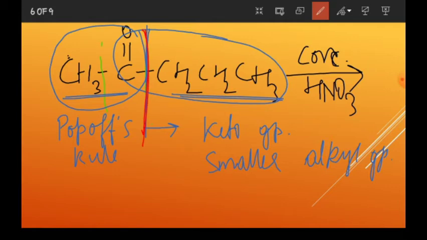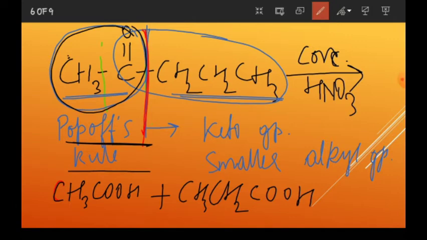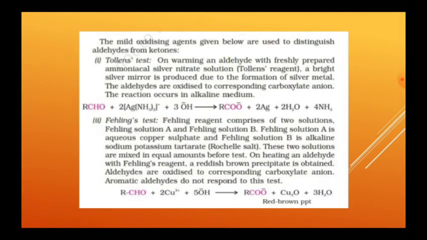So, the final products will be CH3COOH plus CH3CH2COOH. The keto group will break from here. This we will follow, Popoff's rule. Okay, so let us move on further.